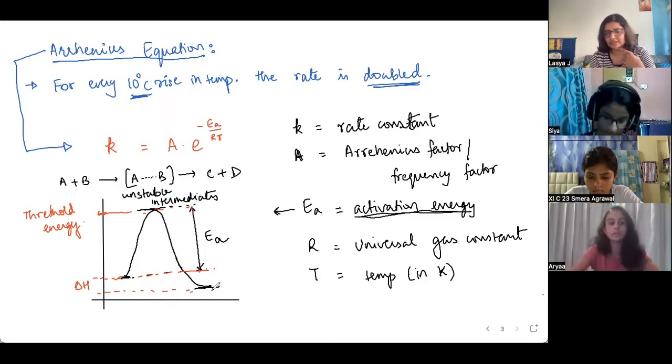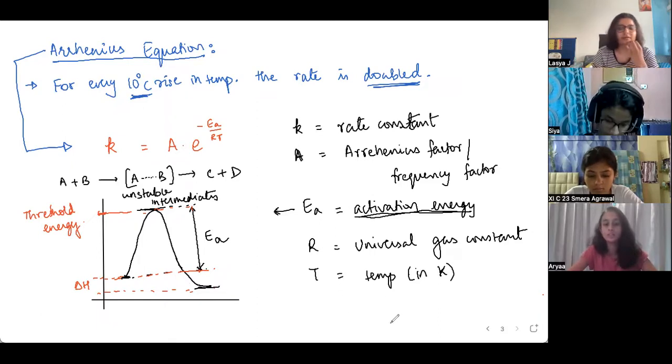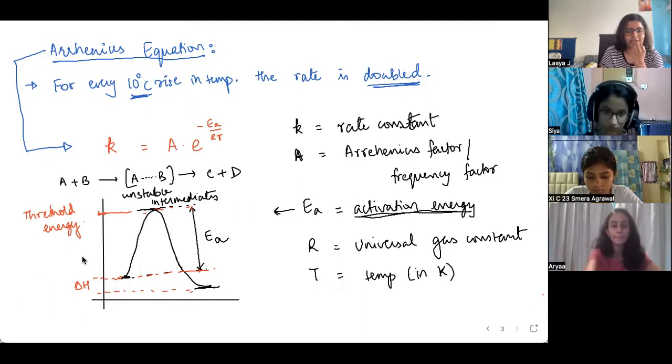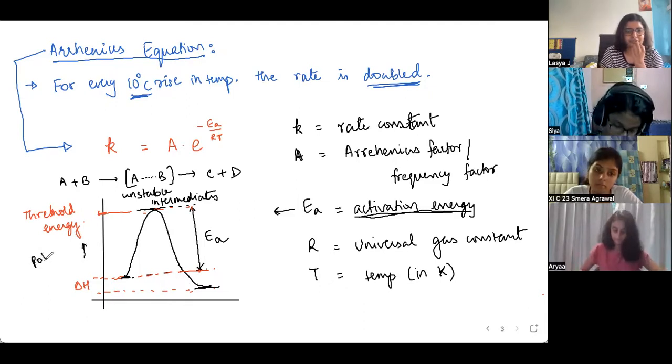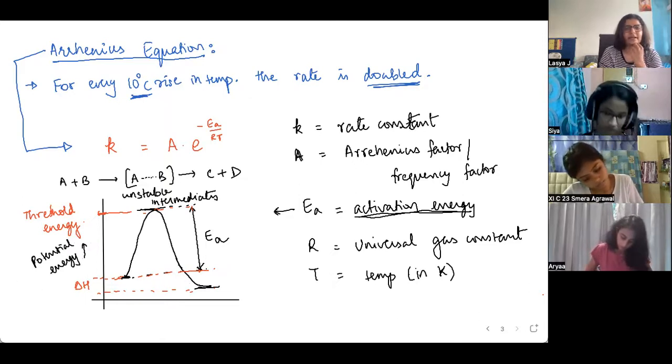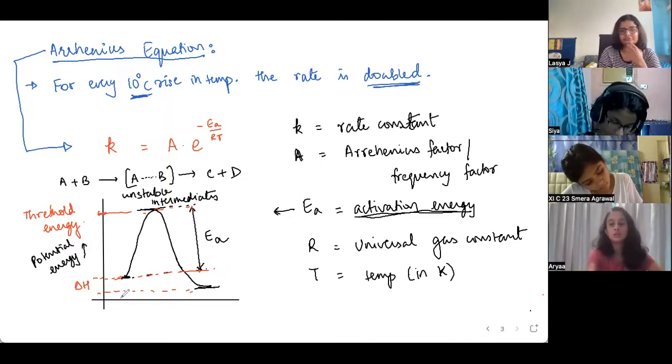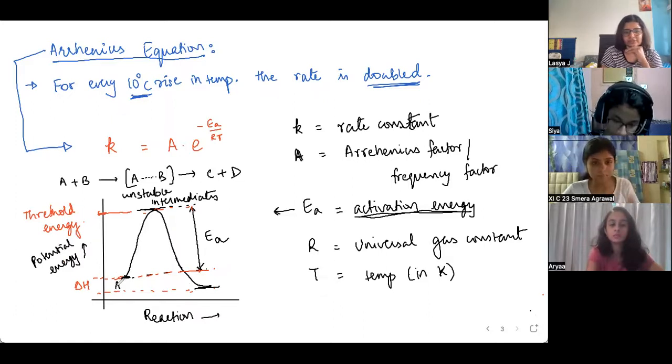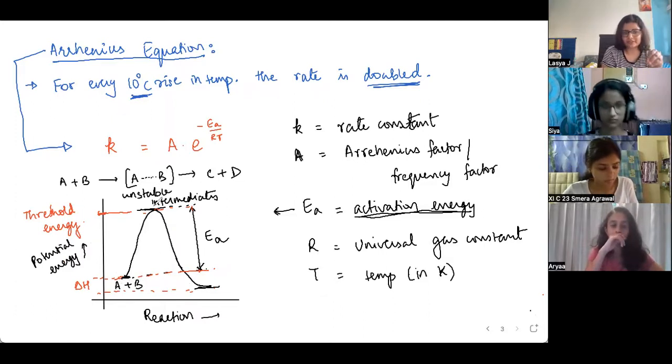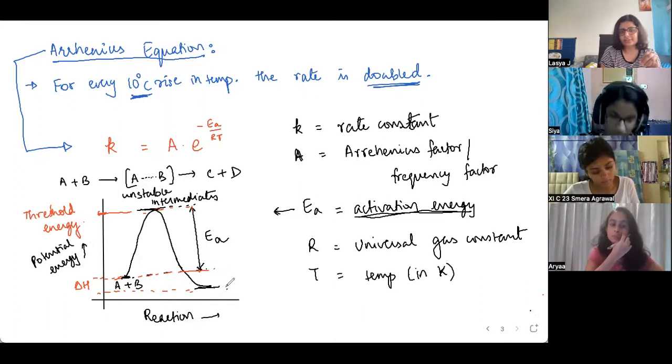So can you write the x-axis on this graph? Yes, will do. I was just talking about it. So the y-axis, this is the potential energy. And this is the extent of the reaction. So this is when it is individual A plus B. This is when it's the unstable intermediate, and this is when the products are formed, C plus D.